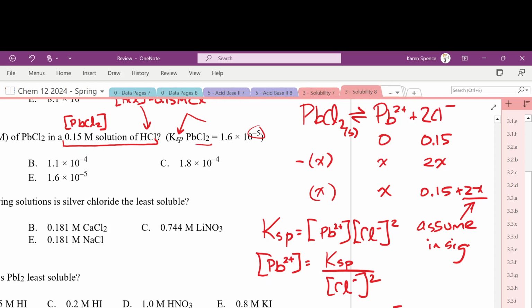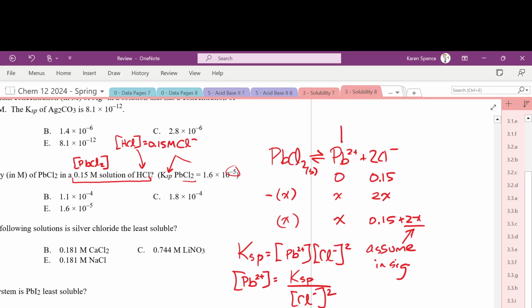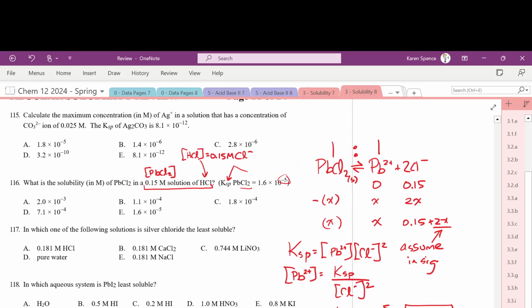Well, what's the ratio between lead and lead chloride? 1 to 1. So this will also be 7.1 times 10 to the minus 4, which can't be what it is, because is there? Yes, there it is. Okay, D. There we go.